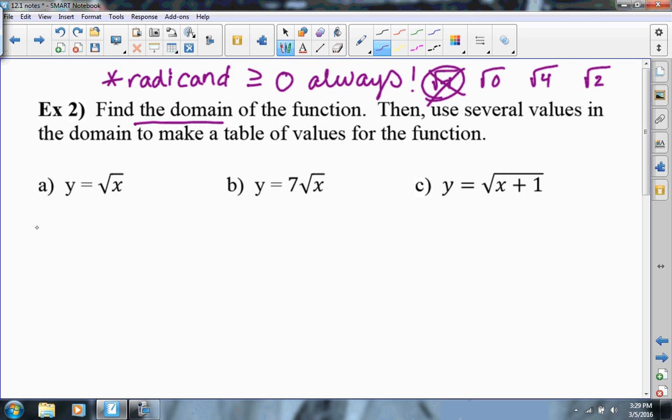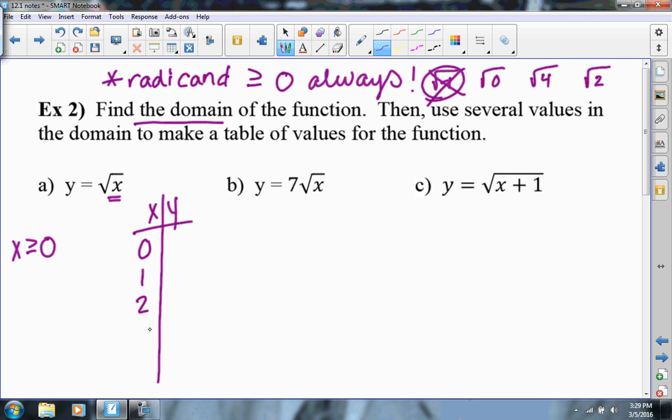So for these problems, before I even start making my table of values, I'm eventually going to have a table of values here, but I want to know which numbers I should pick for x so that I'm going to get a value that's greater than or equal to 0. So I'm going to take the stuff inside my square root, that radicand, and I'm going to set it greater than or equal to 0. Now in this case, the only thing I have inside the square root is an x. So that's pretty easy.